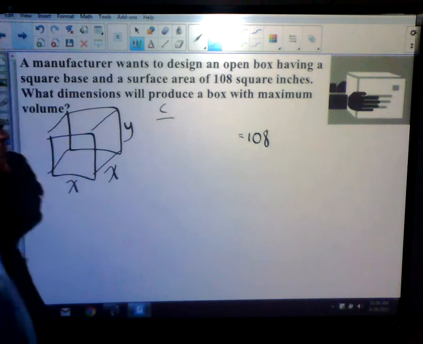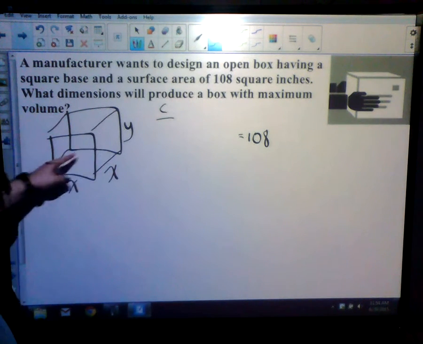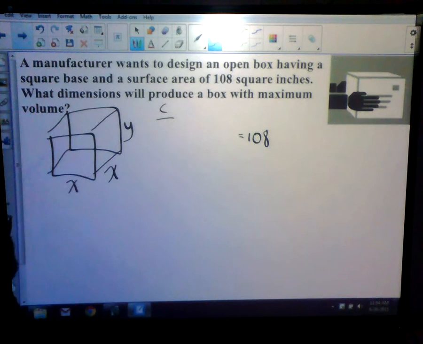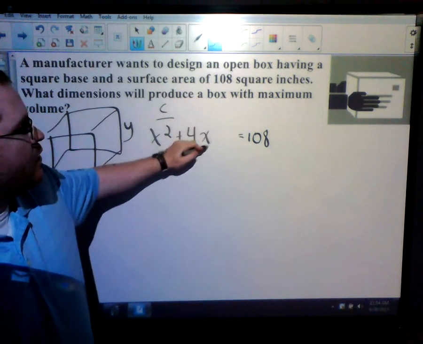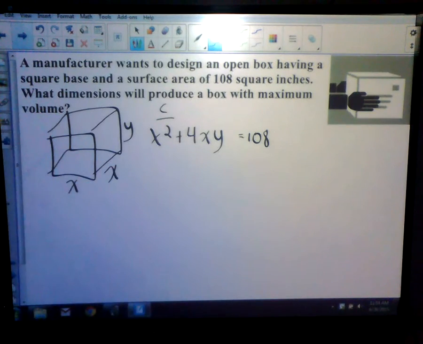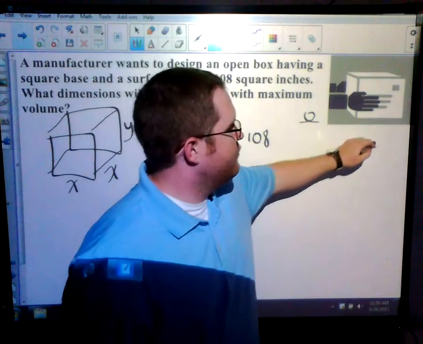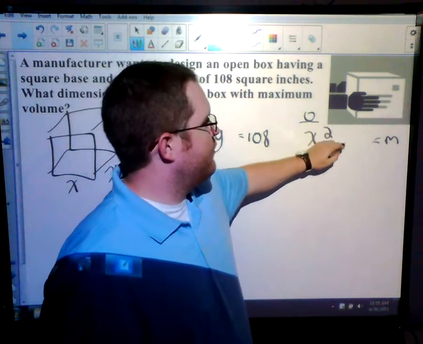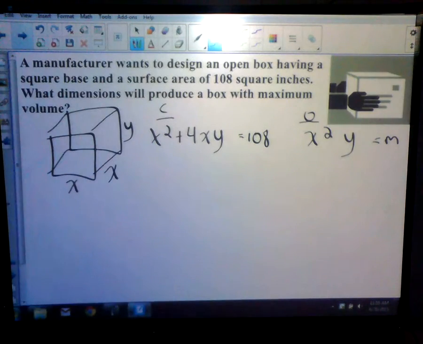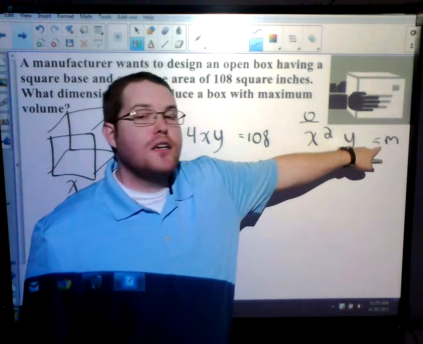What's the surface area of this box? Well, I've got to build 5 sides: the bottom and the 4 sides around. I don't have to build the top, it's open. The bottom is x squared, and the 4 sides are xy. I want to maximize volume, so my optimization equation is volume. What's the volume of a box? Length times width times height.